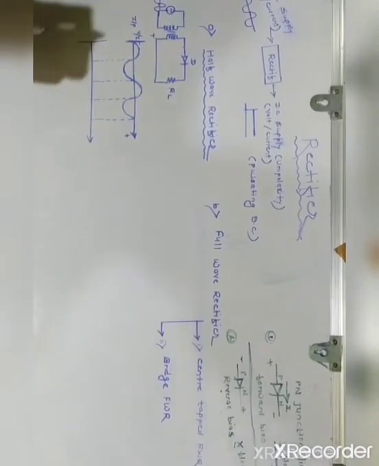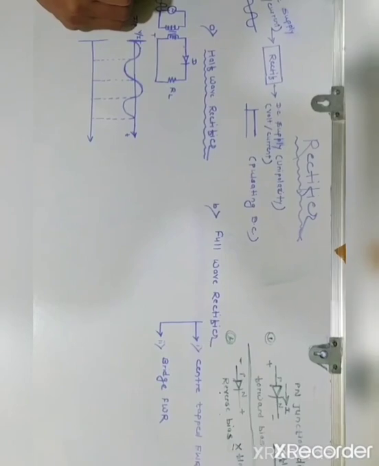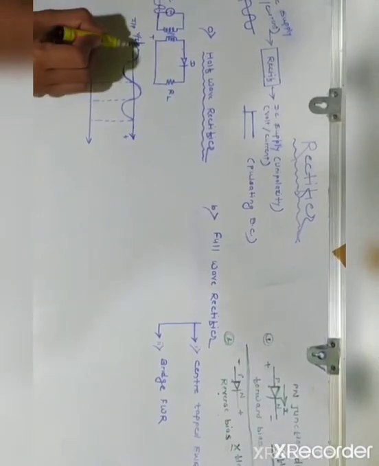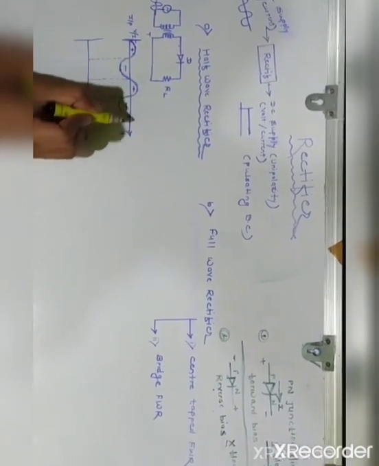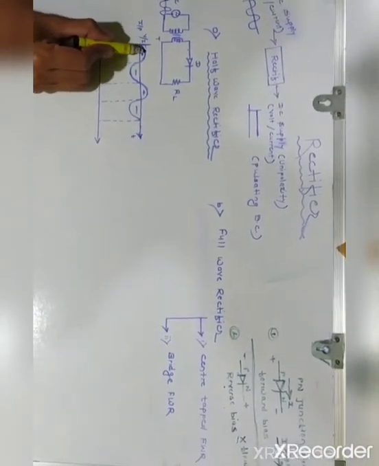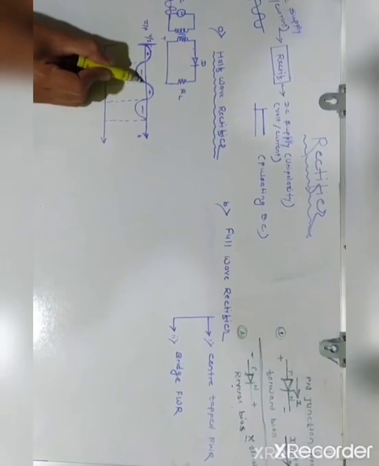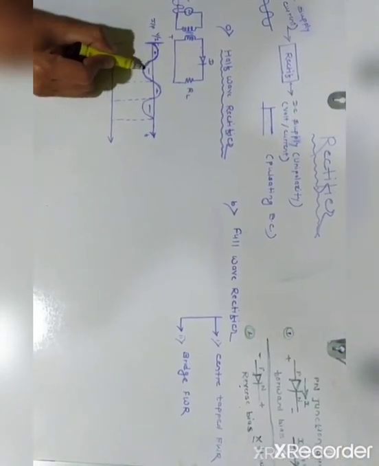Then what happens during the positive half cycle? This is your positive half cycle, and this is your negative half cycle. This is a positive half cycle, this is your negative half cycle. From here to here, this is your full cycle.